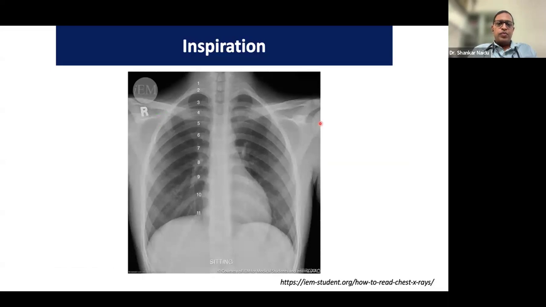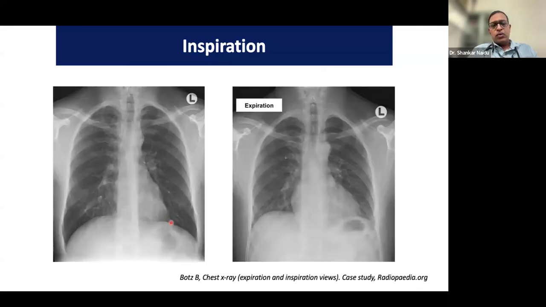And regarding the importance of inspiration, this is an ideal film taken at the end of deep inspiration. If it is taken at the proper end-inspiratory phase, then you will ideally make out about the 10th rib crossing the mid of the diaphragm. This is the posterior aspect. If you look at the anterior aspect of the ribs, then approximately the fourth or fifth rib should be crossing the diaphragm. This would indicate that the lungs have been adequately expanded. Then it becomes easier for us to interpret the various changes.